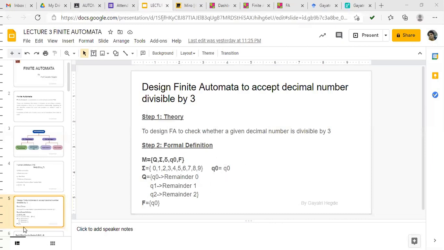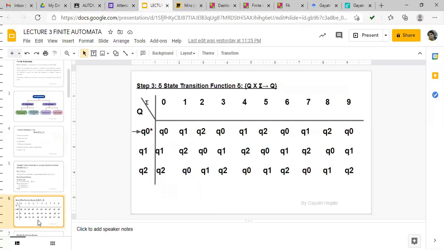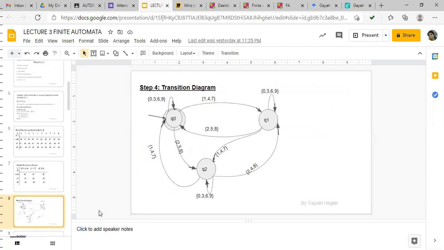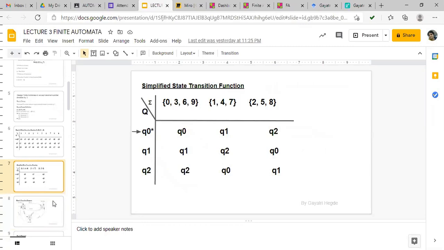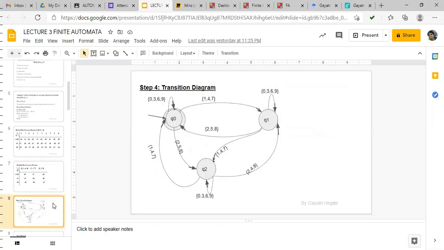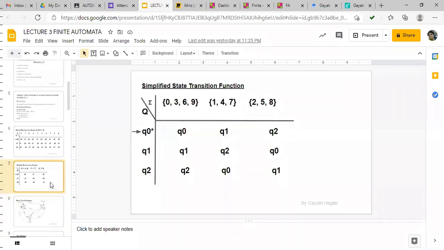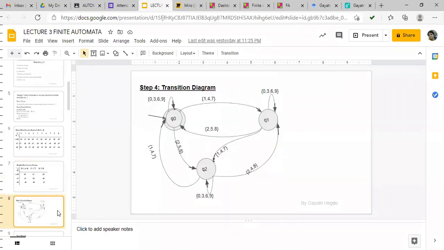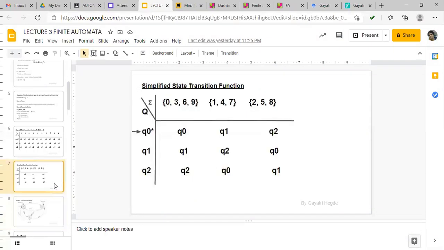What will be our step three? Step three will be the state table. You can call this a state transition function, or you can call this a state table. This you should write. This will be your step three. What is step four? Step four is the transition diagram. In most of the examples I saw, the state table and transition diagram don't match. You have written something in the state table and you have drawn something different in the transition diagram.